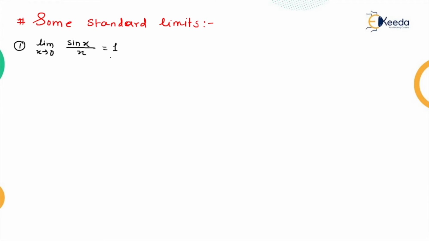Now these standard limits can also be evaluated by using L'Hospital rule, guys. You have to check here, when x tends to 0, sin 0 upon 0 gives the 0 by 0 form, and after that you use L'Hospital rule and get the result as 1. Now second, limit as x tends to 0 of tan x upon x is also equal to 1. This can also be solved by using L'Hospital rule, guys.